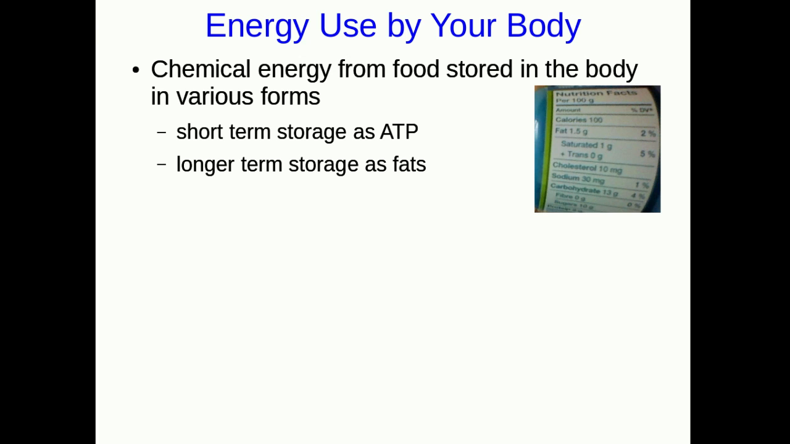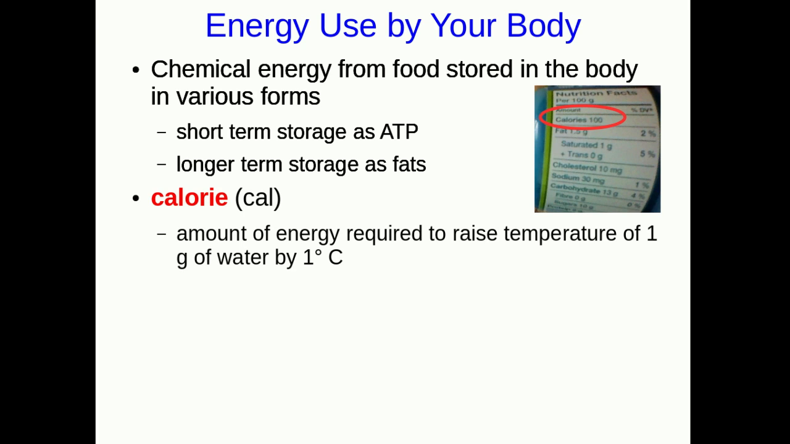If you look at some food that I just took out of my fridge, you can see that the energy in this food is indicated. But it's not in the units we're used to. We're used to joules. This is being given in calories, so we'd better talk about calories. A calorie with a little c is defined as the amount of energy required to raise the temperature of 1 gram of water by a degree Celsius. And it turns out to be 4.19 joules.